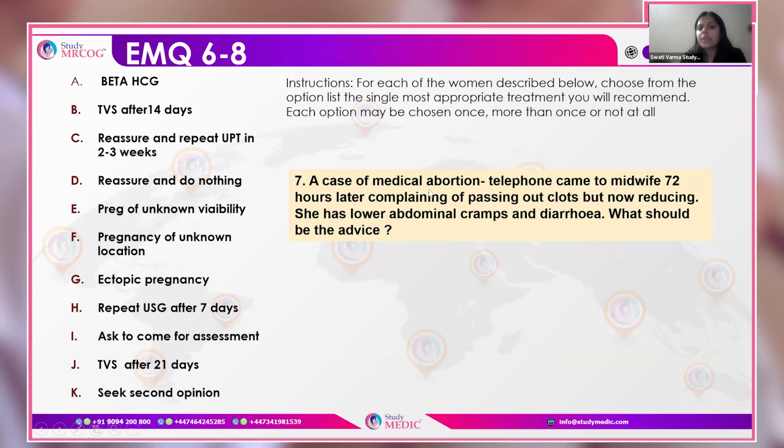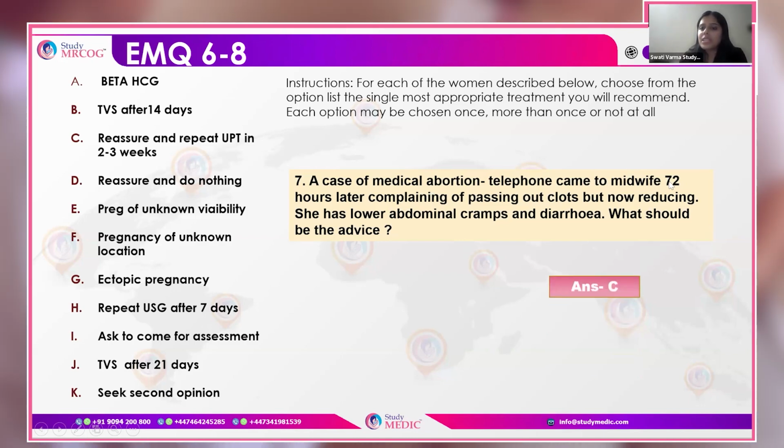So ideally, in medical abortion, we give and then we wait and watch. Here, since only 72 hours have passed, she is passing clots, which is now reducing. Lower abdominal cramps and diarrhea are the things which any woman should expect during her medical management. She should be counseled and reassured about that. So our best advice would be to reassure and repeat UPT in 2 to 3 weeks.